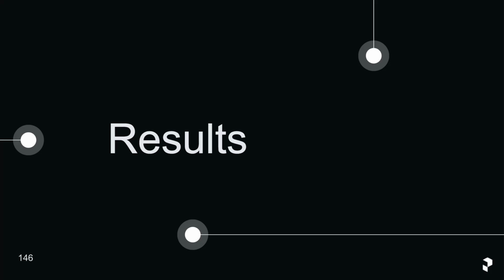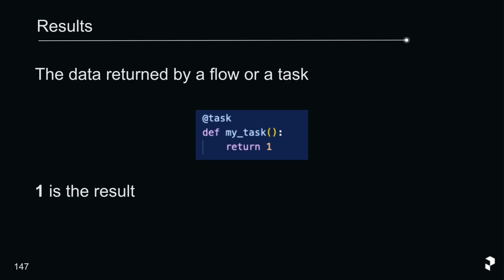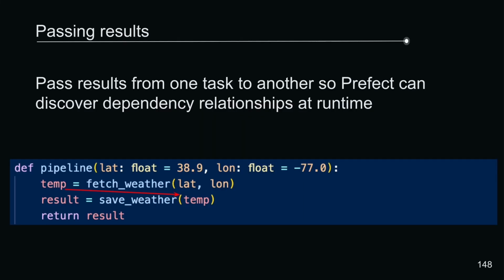First topic on the list is results. What are results? Results are data returned by a flow or task. In this case, this task is returning 1, so 1 is the result. You can pass results fairly easily in Prefect from one task to another, and doing so will inform Prefect of data dependency relationships at runtime.